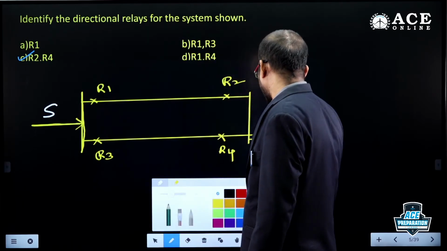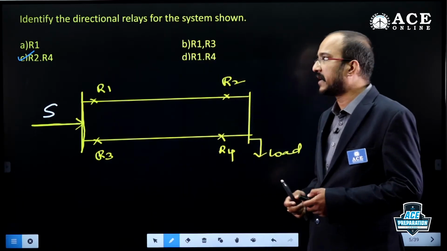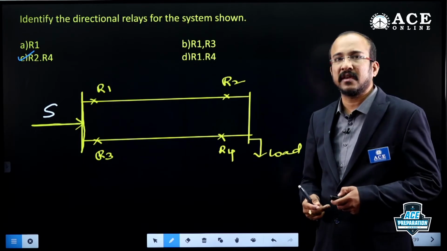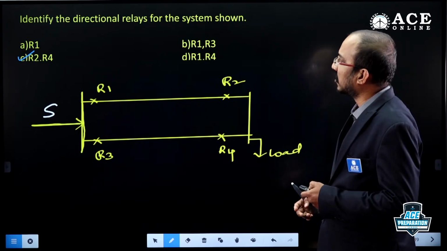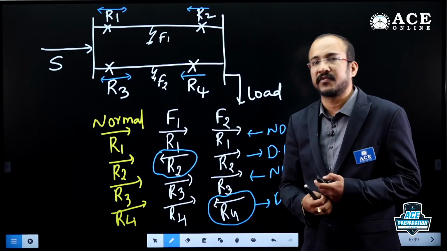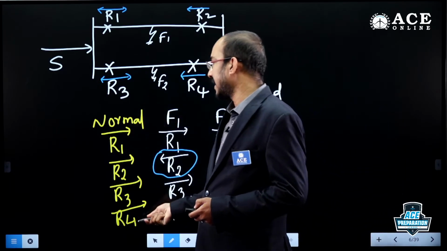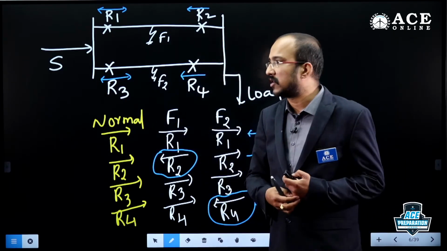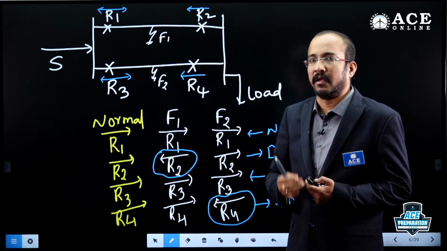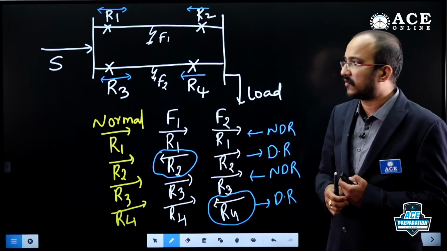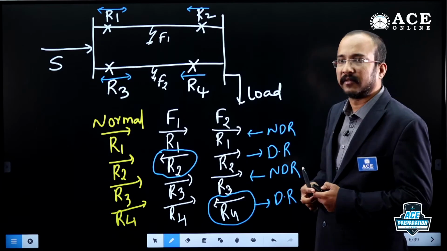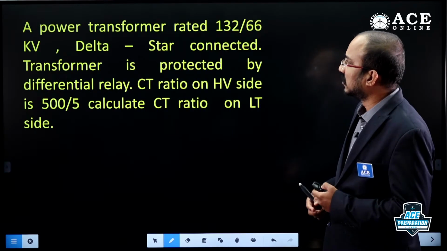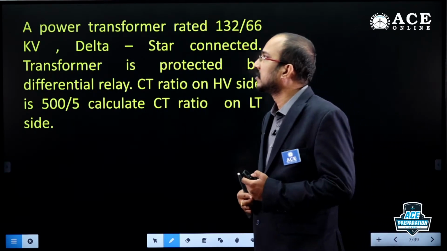I think you got the idea of how to identify whether a relay is directional or non-directional. First we need to observe the normal current directions, then consider faults in different sections and observe the direction of currents in the relays. Okay, let us move to the next question.